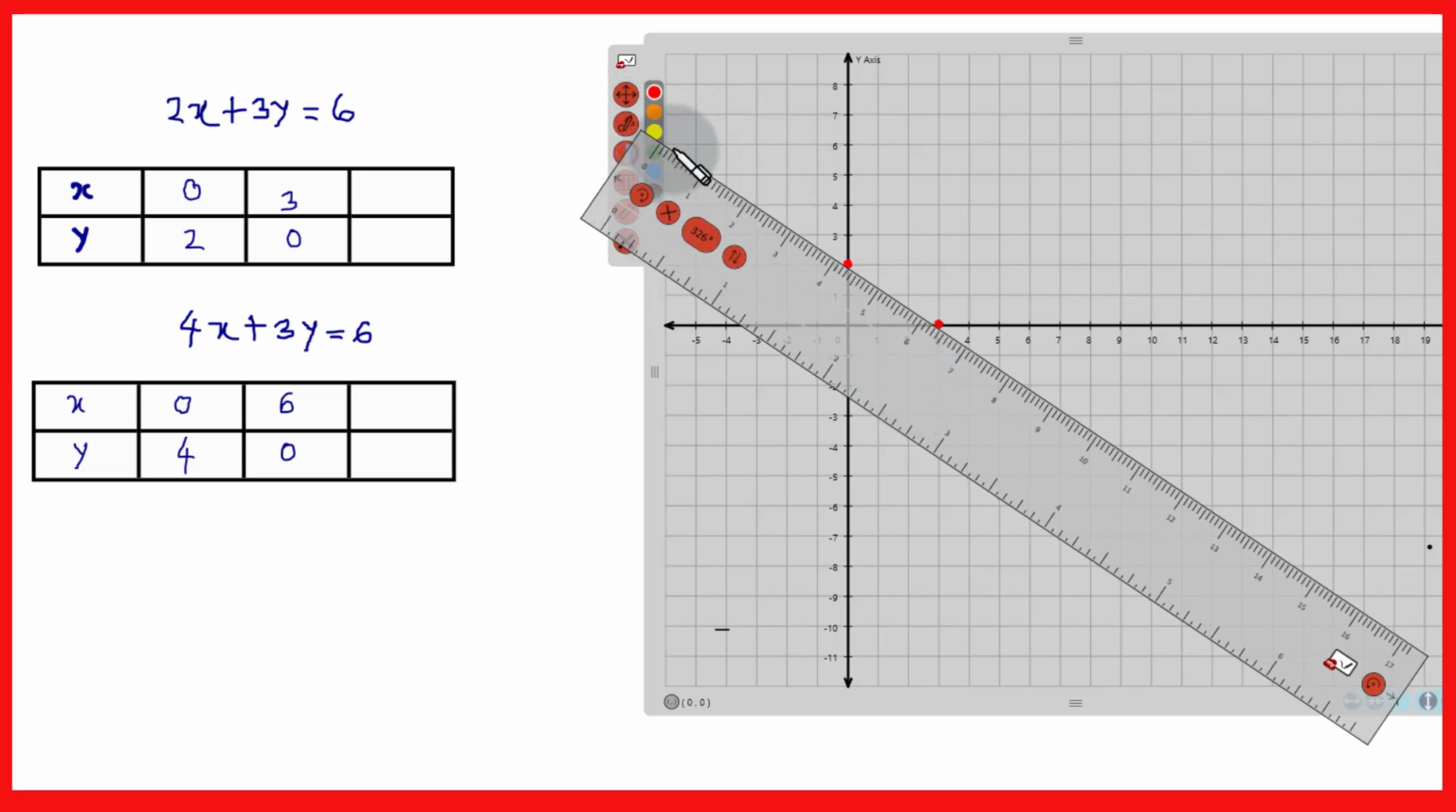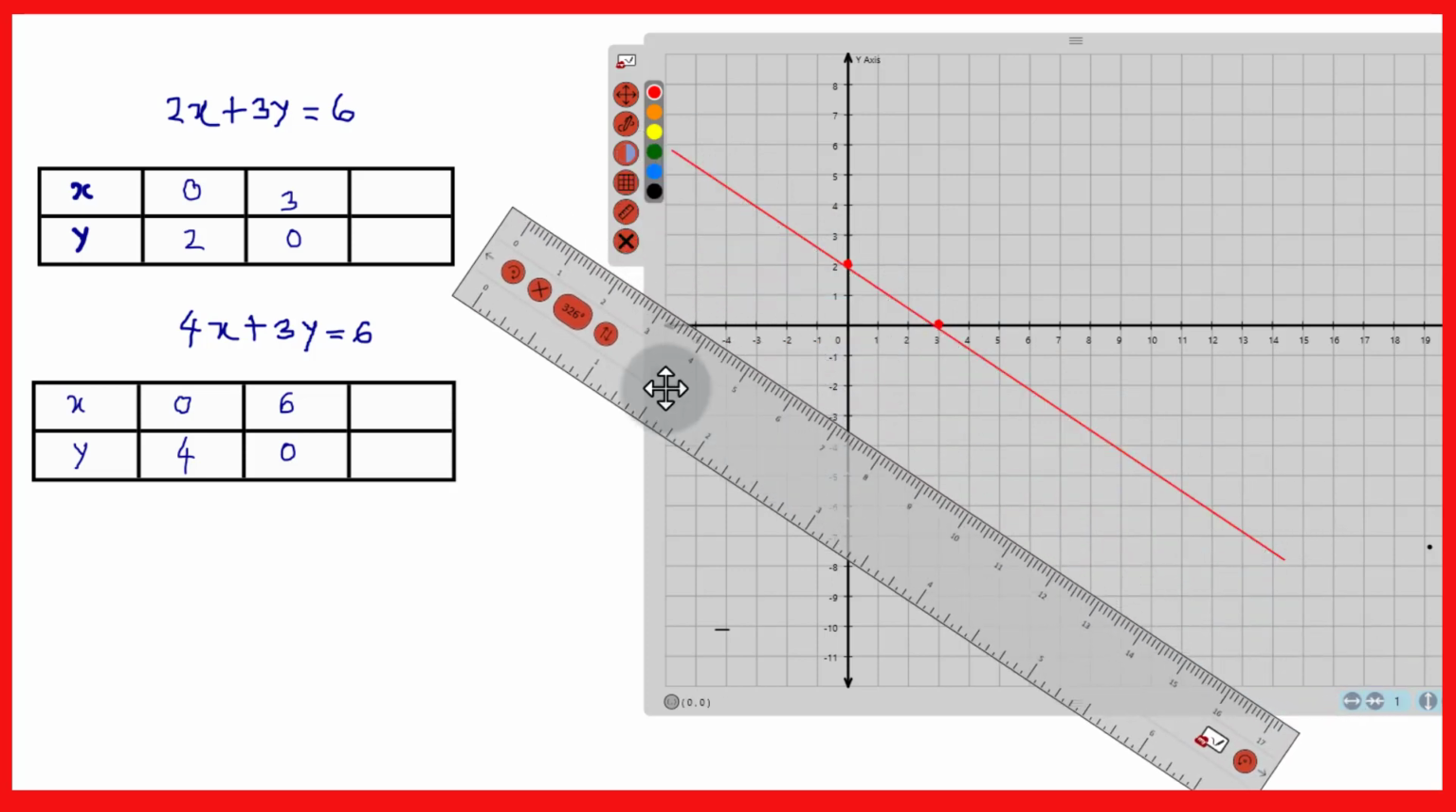Now here, draw a line passing through these points. Since this is a line, plot it like this. Now here you will see that you have to plot another one. So first write the equation of this line.